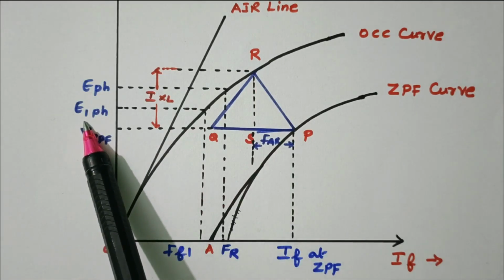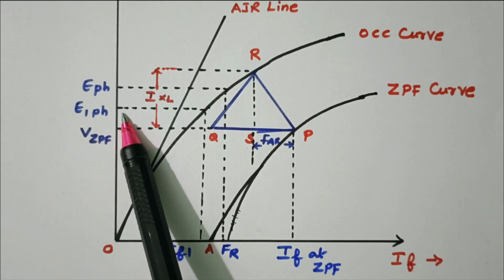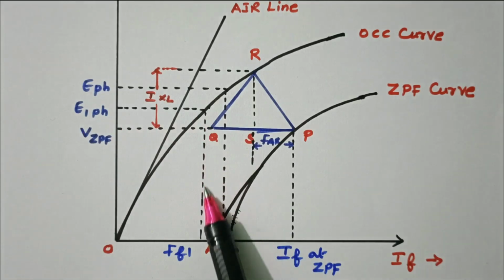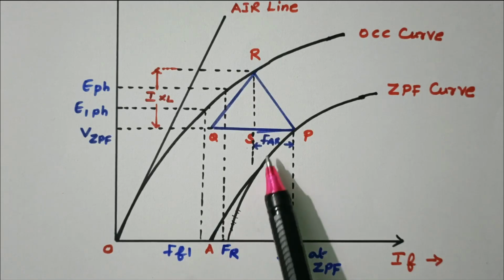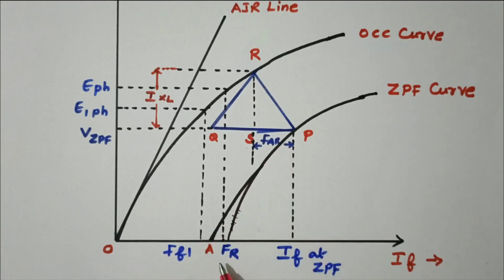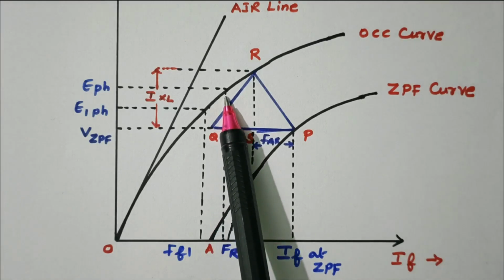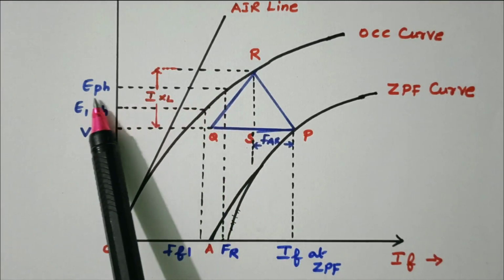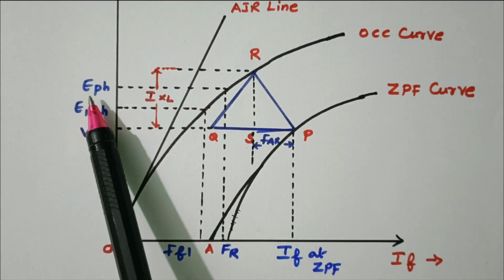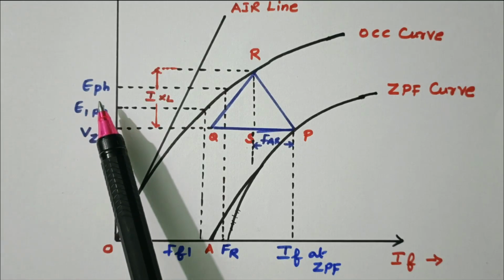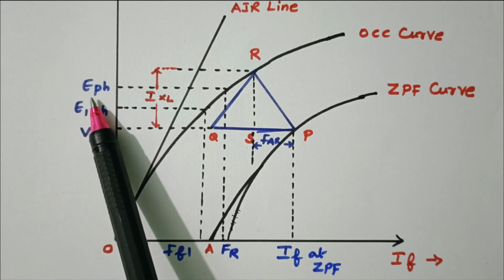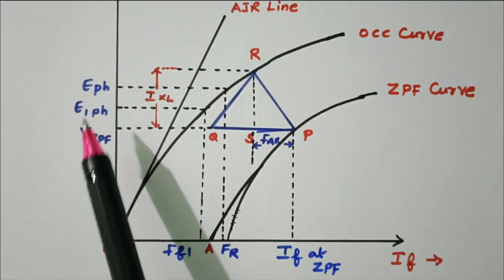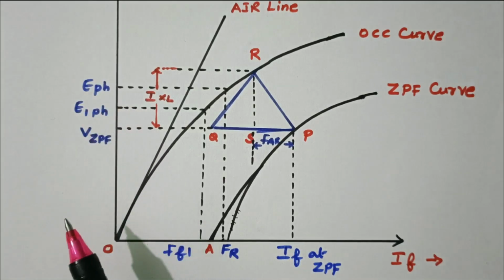Then E1 phase is calculated from the formula. From E1, draw the line where it cuts the OCC curve, the corresponding point will give the FF1. The FF1 and FAR, the vector sum of these two, will give the FR. From FR, draw the vertical line where it cuts the OCC curve, draw the horizontal line that will give the E phase. So from the E phase with the value of V phase, we are able to find the regulation. Regulation is nothing but E phase minus V phase divided by V phase into 100. So our final aim is finding the E phase.